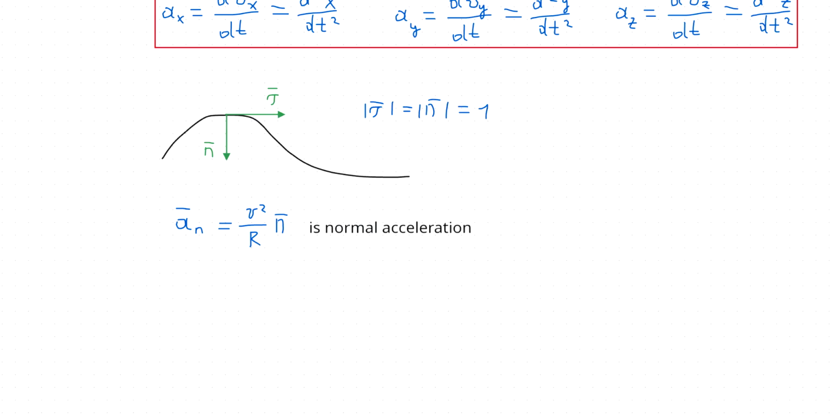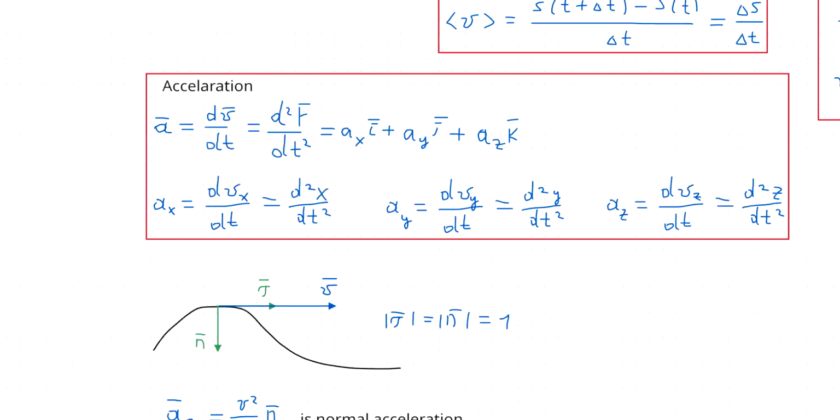Tangent vector tau has the same direction as velocity v. And what is necessary to know is that the formula for normal acceleration will be the same, even in this general case. But what about full acceleration?